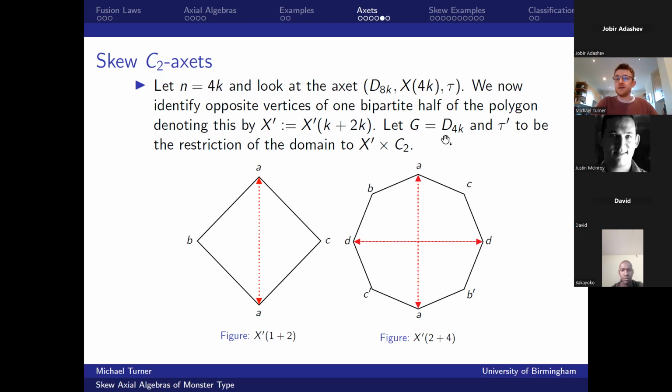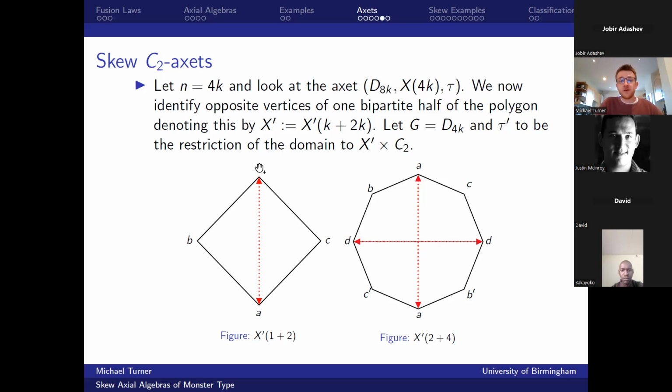The group now is going to be a dihedral group of order 4K, and we're going to take tau prime just to be the restriction of tau to the new domain. So to illustrate this, I've put in the figures for X prime 1 plus 2 and X prime 2 plus 4.